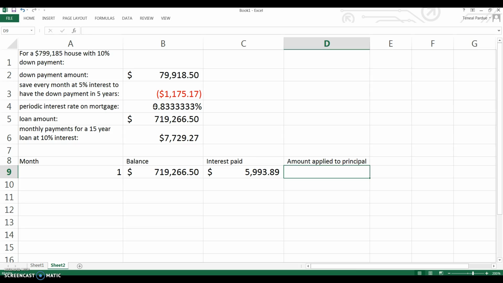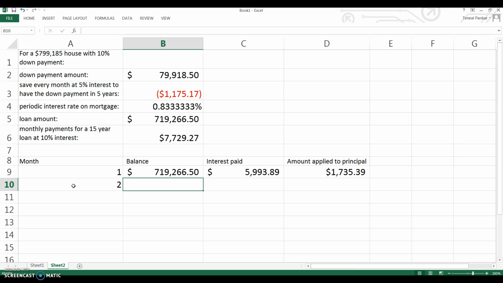toward interest. Now the amount that goes toward the principal is just going to be the monthly payment minus the amount of interest you paid, because whatever's left after you pay interest is going to go toward the balance of the loan. All right. And actually I want to fix this cell reference, this B6. I'm going to hit F4 there so that we can always refer to that cell.